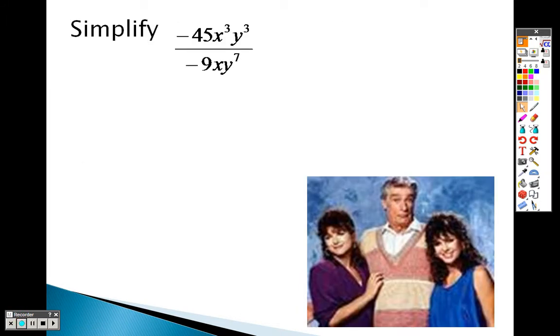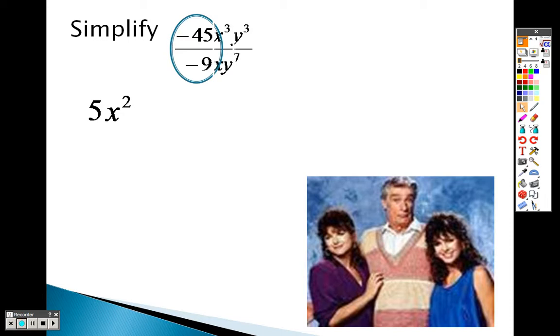So simplify that. Okay, I got a negative 45 and a negative 9. Let's take a look at just the numbers. Just divide them. Negative 45 divided by negative 9 is a positive 5. So we got a positive 5. Now taking a look at just the x's, I have an x cubed on top and an x to the first on the bottom. So 3 minus 1 is x squared.